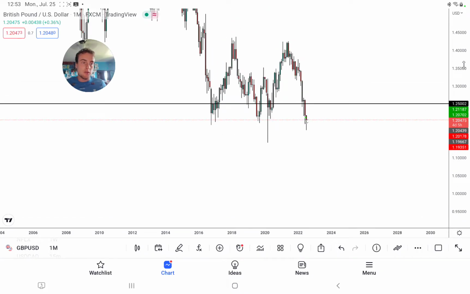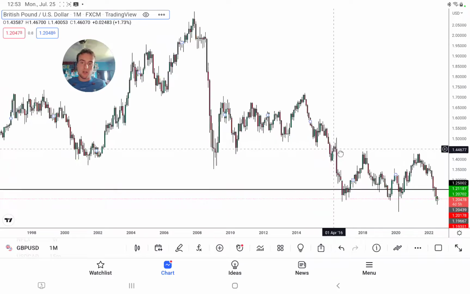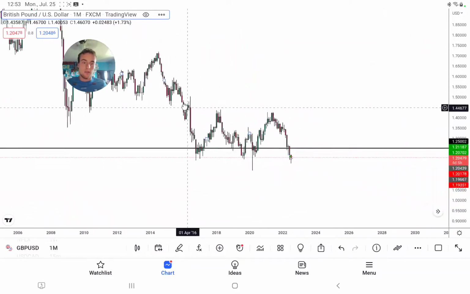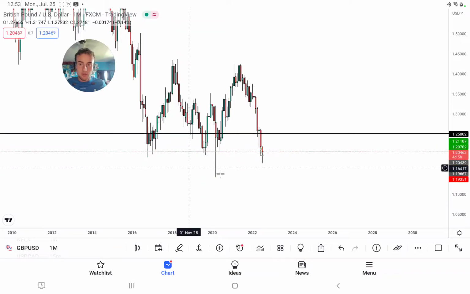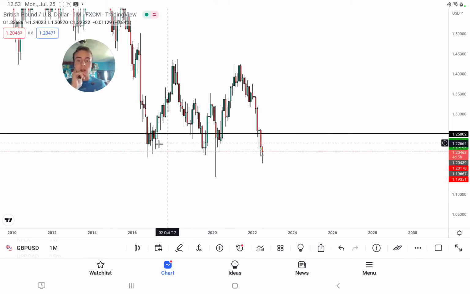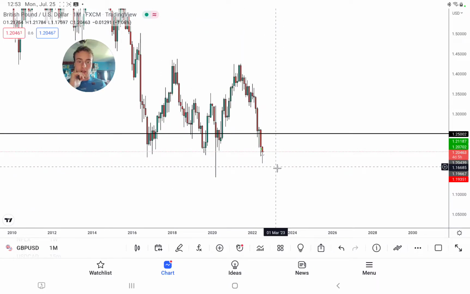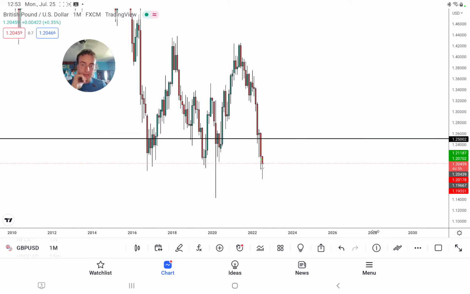Looking at the grand scheme of things, I can see that we are very cheap. And then I can also see that we are at very major support. So this zone here is like the floor essentially. So given that we are at this major support zone, I was looking for buys.